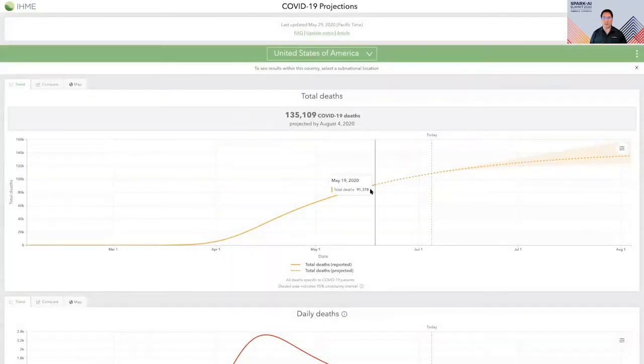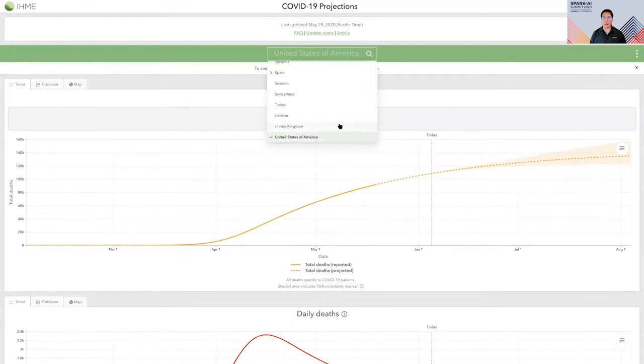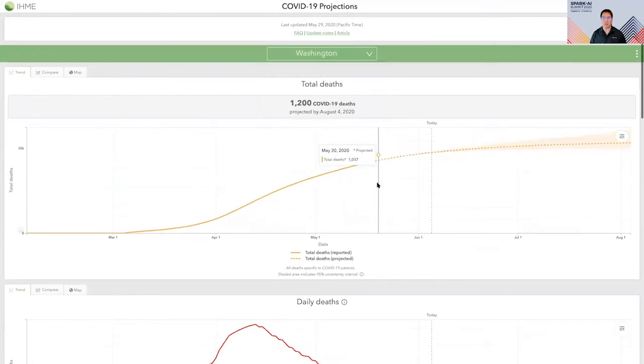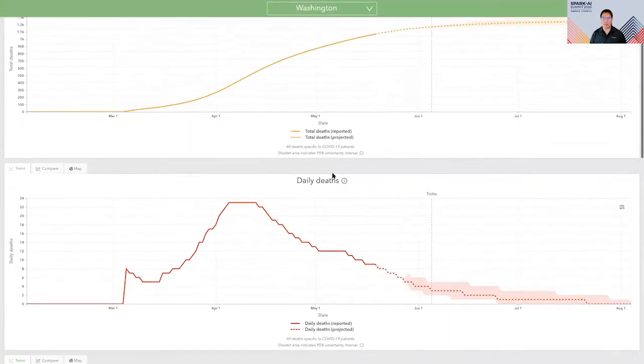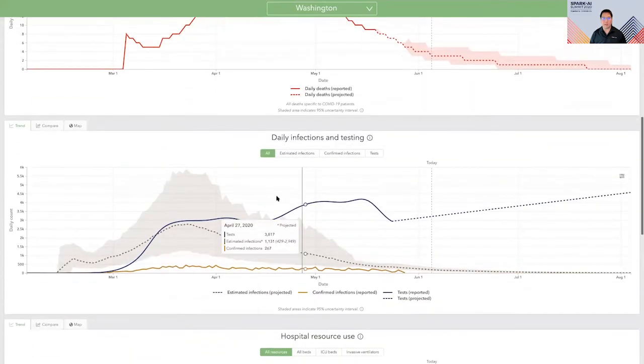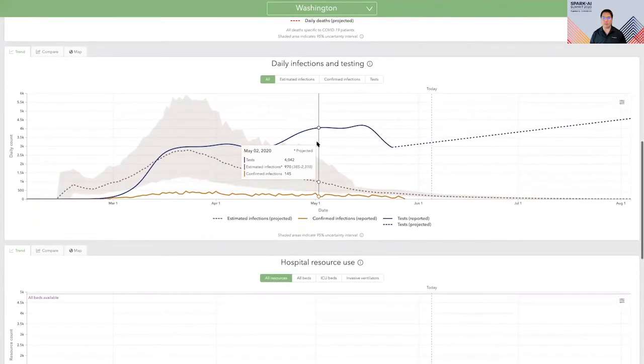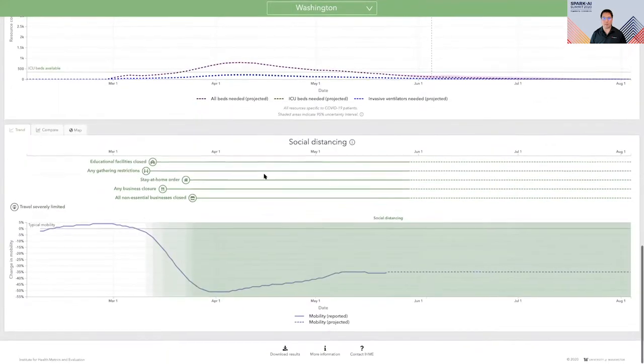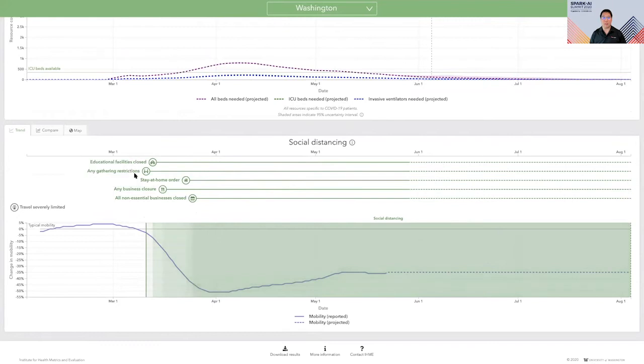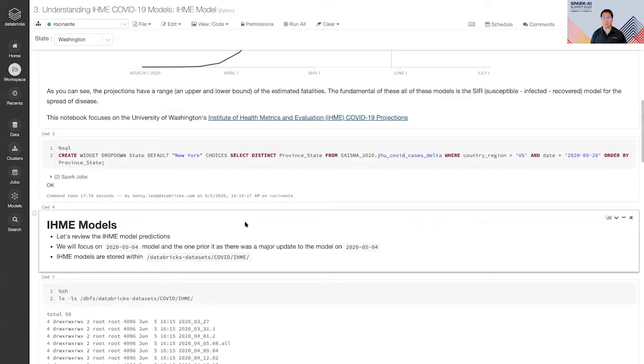And you notice basically here's how they look at it. If I was to just focus on a particular state, I'll just happen to choose Washington State again. Here are its projections for its daily deaths. What you'll notice is that it also includes infections and testing, hospital resource utilization, and also factors like social distancing, like educational facilities closed, gathering restrictions, stay at home orders, business closures, non-essential business closed, things like that, and how they ultimately impact the mobility of folks, which also impacts the virality of COVID-19.